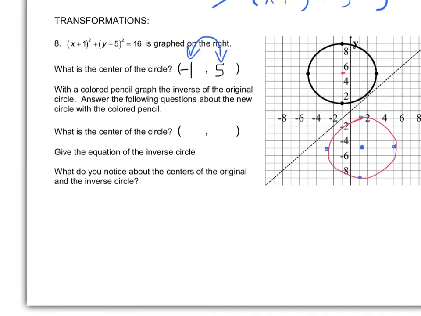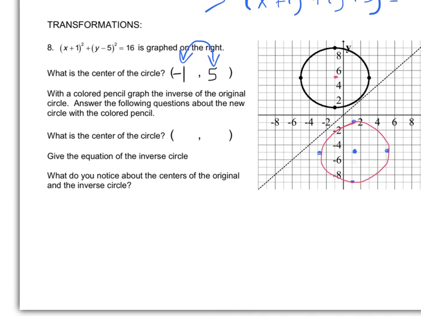What's the center of the new circle? 5, -1. Write the equation of the inverse of this circle. So the equation of the inverse would be x minus 5 squared plus y plus 1 squared is equal to 16. The radius does not change.